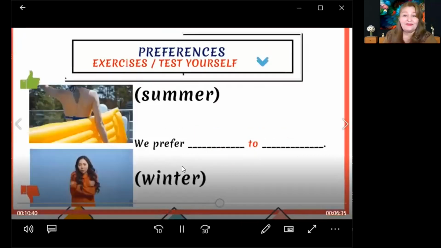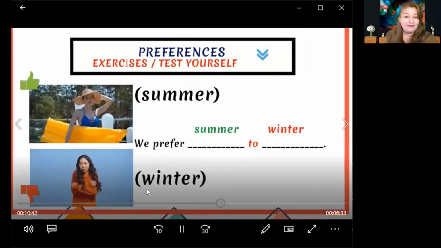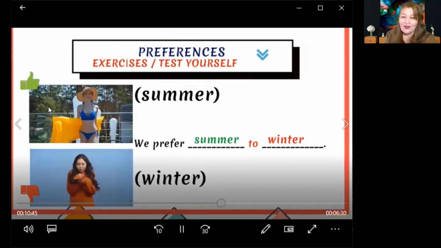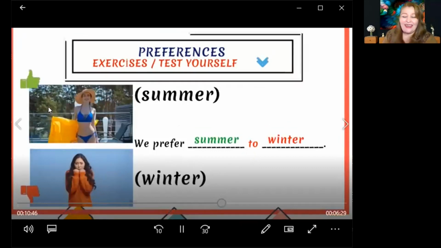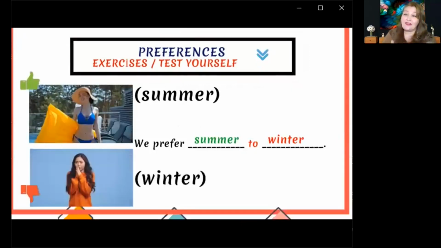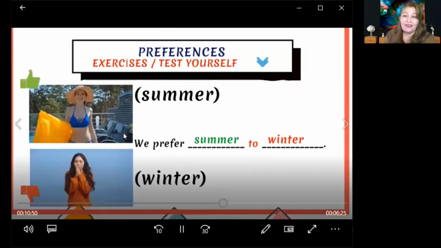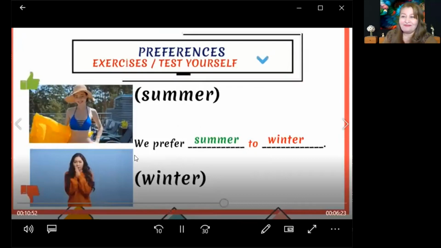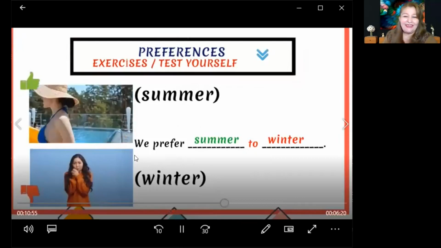Good. Summer and winter. She prefers summer, so we can say that we prefer summer to winter with the subject we. Okay.